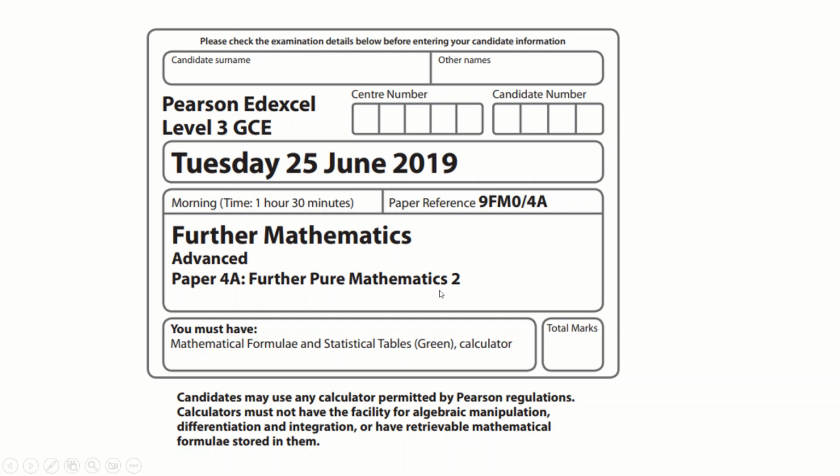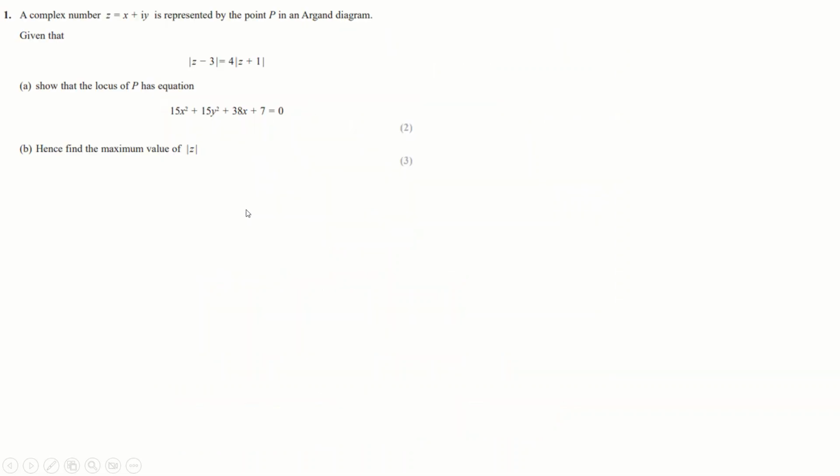So this is the FP2 paper from 2019, Pearson Edexcel A-level Further Maths. Let's go into it then. So z equals x plus iy, so replace those with x plus iy. Our aim here is to group up the real parts and the imaginary parts separately.